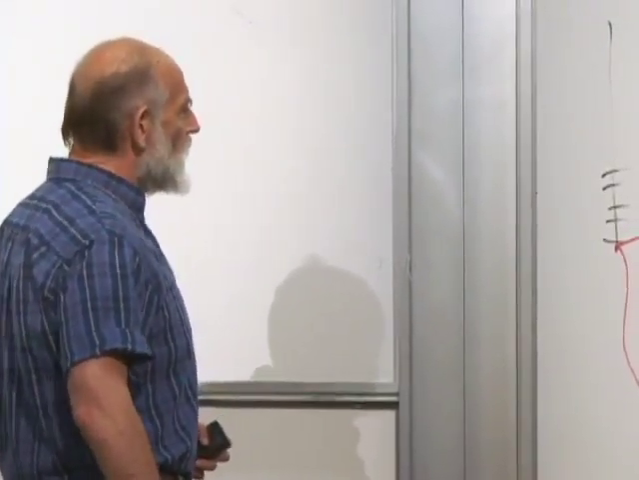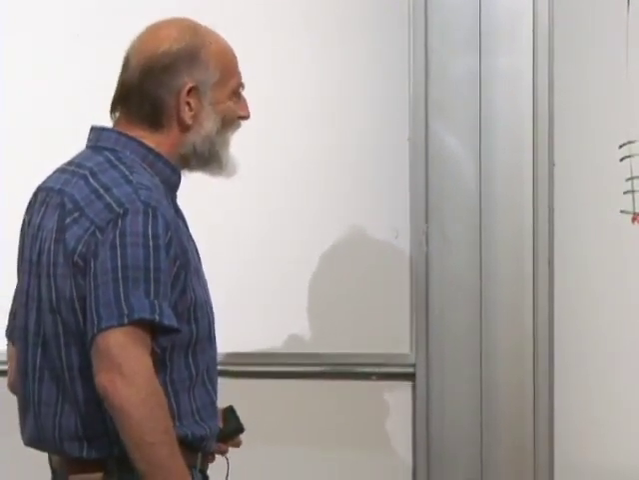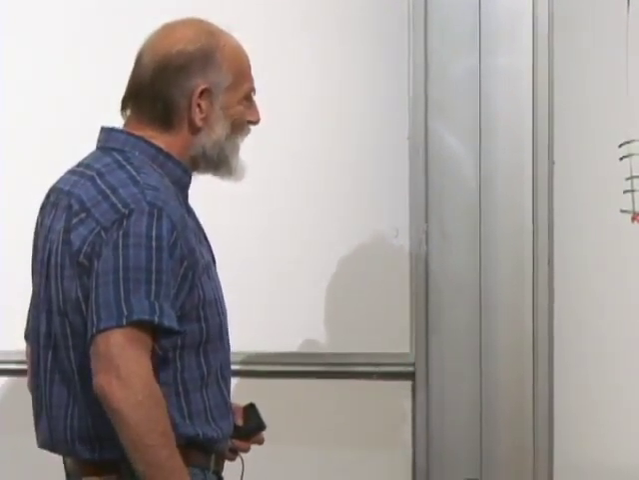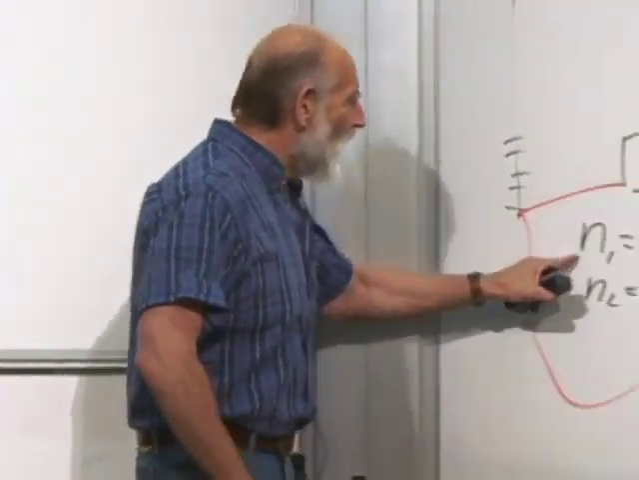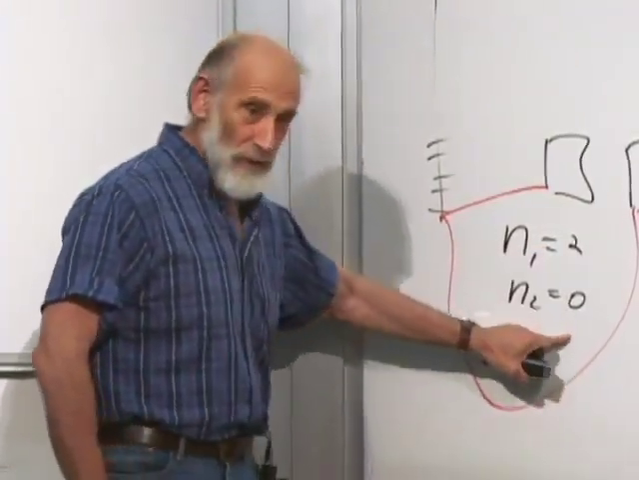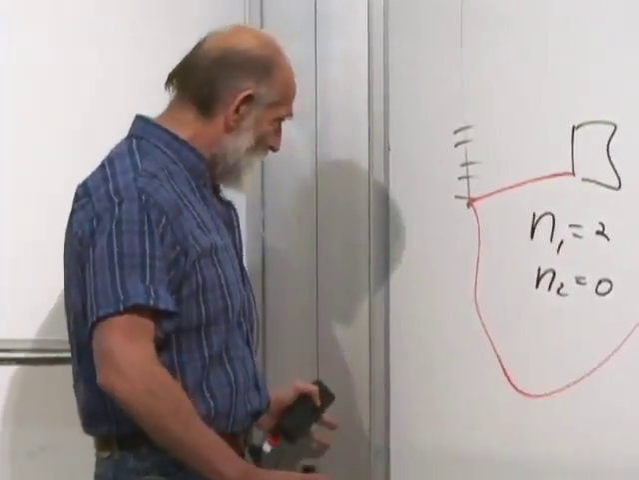It's also 1, isn't it? No, the first one was 2. What? Yes, this is correct. This is correct for what you drew. For what I drew, N1 is 2 and N2 is 0. Good. The other way. Nice.